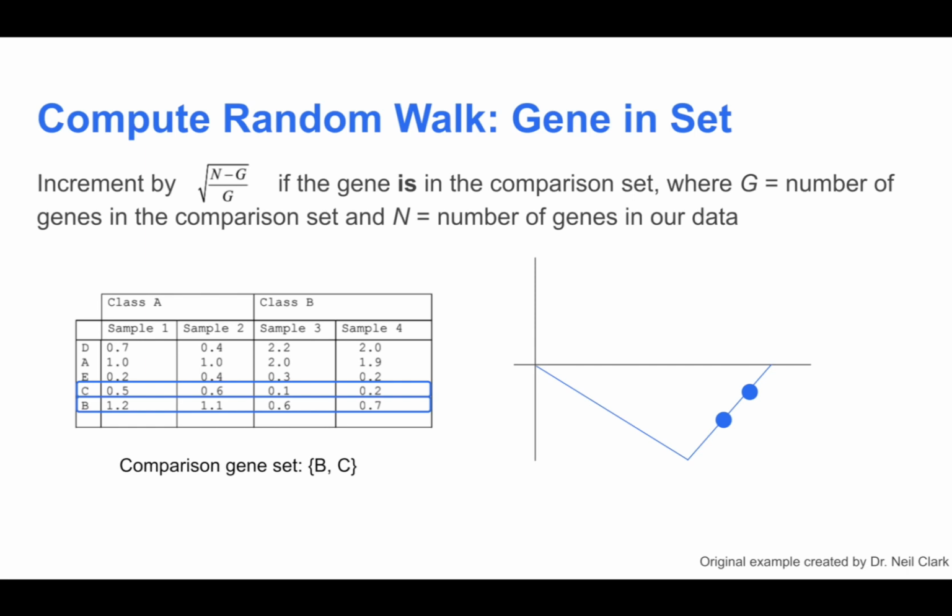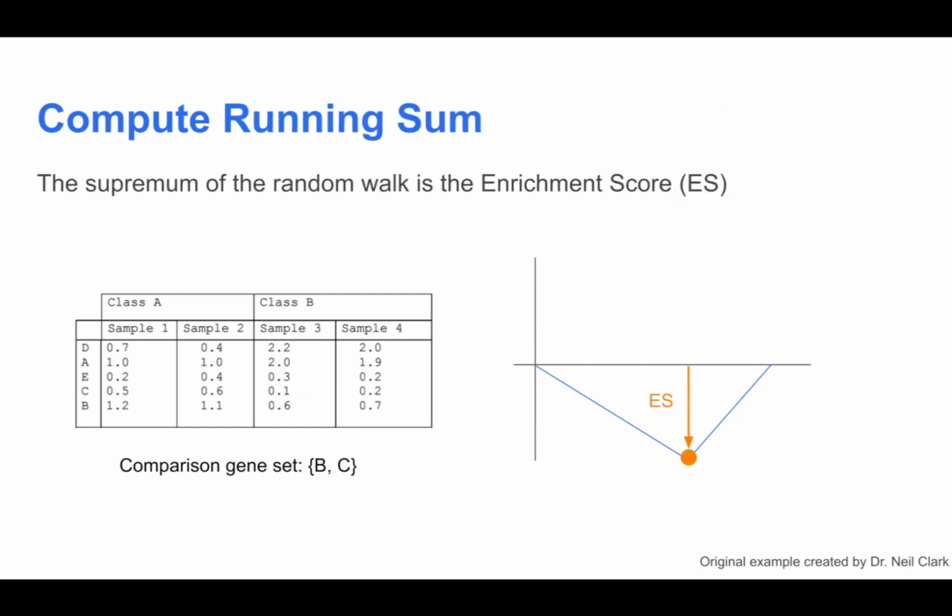And then we want to increment the plot if the gene at a given position is in the comparison set. So here you see that C and B are both in our comparison set. So we end up actually incrementing the plot. And then the supremum of that random walk plot is the enrichment score. And you'll see here that we actually technically have a negative supremum, which is why we don't say maximum or minimum, because it could be positive or negative.